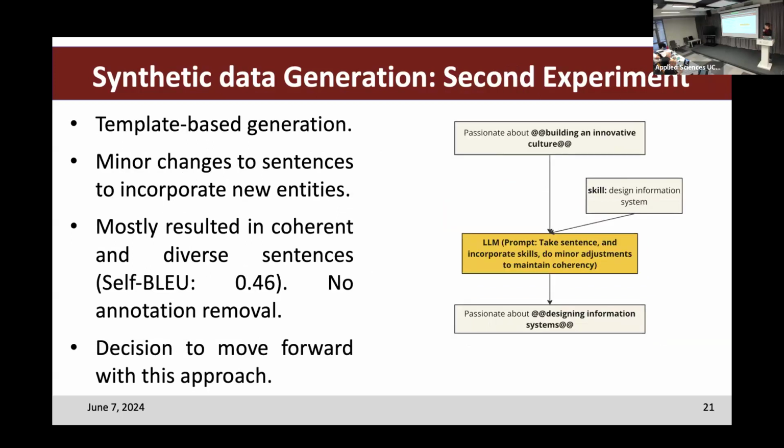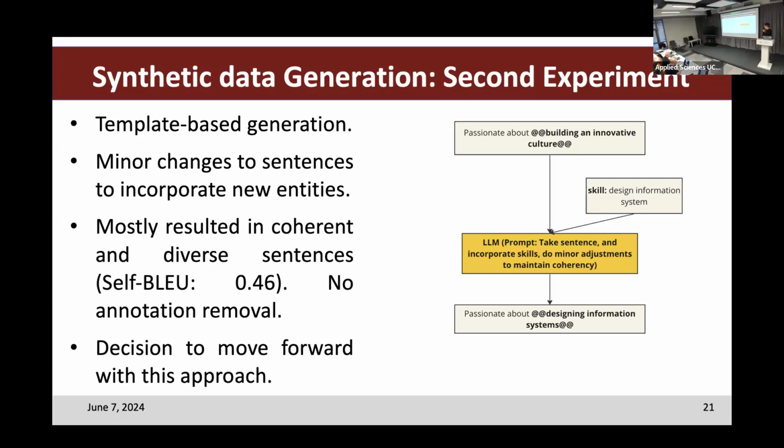The second experiment is synthetic data generation using the sentences from the original training set. As you can see on the chart, we have an original sentence. Then we select an occupation and a skill or knowledge from there, and prompt large language models to rewrite the sentence, inserting a skill, but only doing minor adjustments to maintain coherency and consistency, so that the sentence sounds good. As you can see here, "design information system" skill was rewritten to "designing information systems", and the sentence is good.